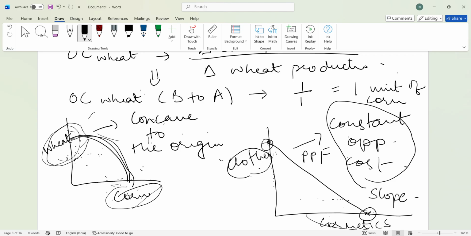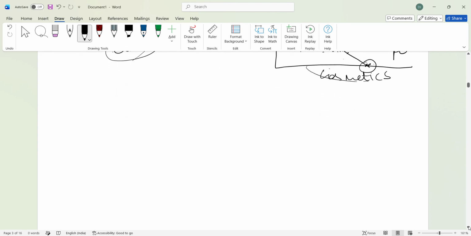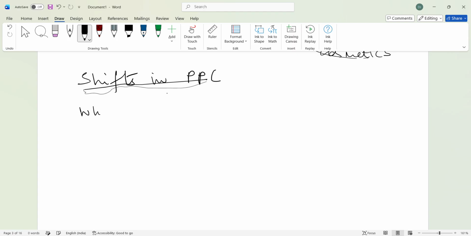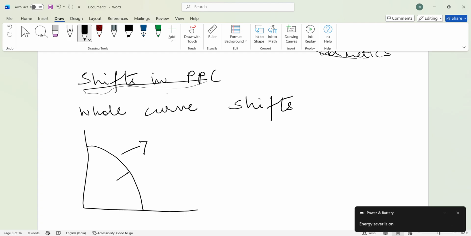Now moving to shifts in the production possibility curve. Now we are not going into a lot of complications in this. Very simple. Three types of shifts that I'll just mention. All right. So I'll start with shifts in the production possibility curve. Okay. The first, I'll just start with when your whole curve shifts. So let's say you have this production possibility curve, and let's say under what circumstances will this whole curve shift outward? It might happen. Or this whole curve might shift inward.